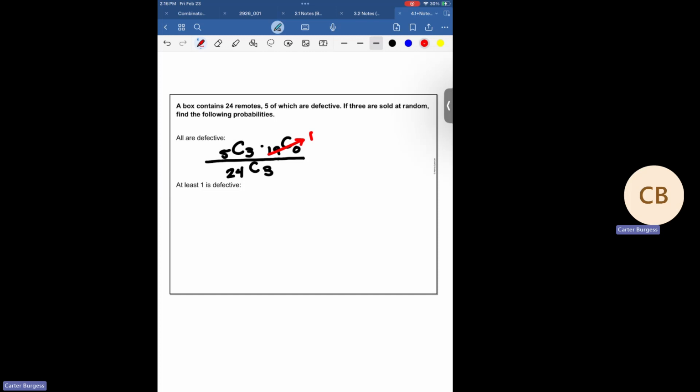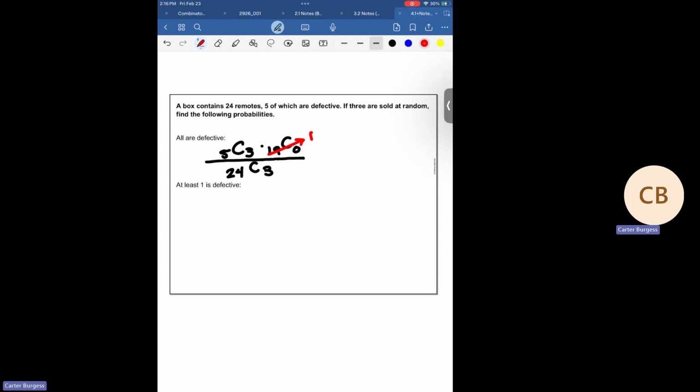I sold 1 defective and 2 that work. Right? I'm selling 3 remotes, so maybe I sold 1 that is broken and 2 that work. What else could I do that would fit that bill of being at least 1? 2 defective, 1 that works, or the last one, 3 defective. Cool. So I'm either able to sell 1 that's defective and 2 that work, or 2 that are defective and 1 that works, or 3 that are defective and 0 that work.